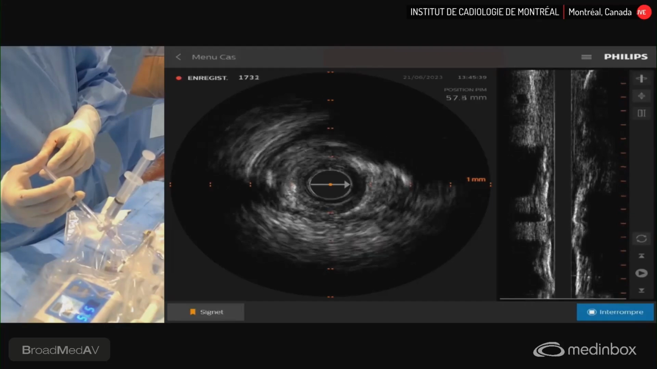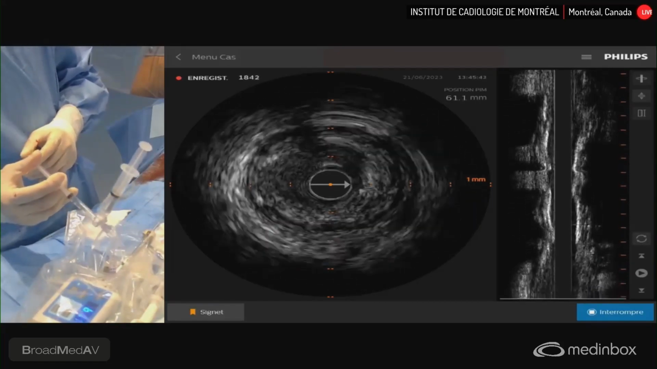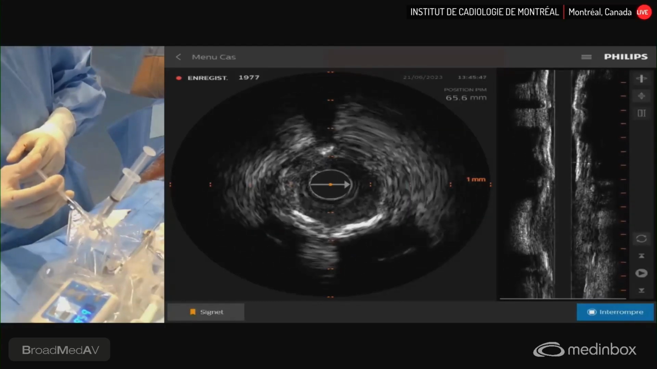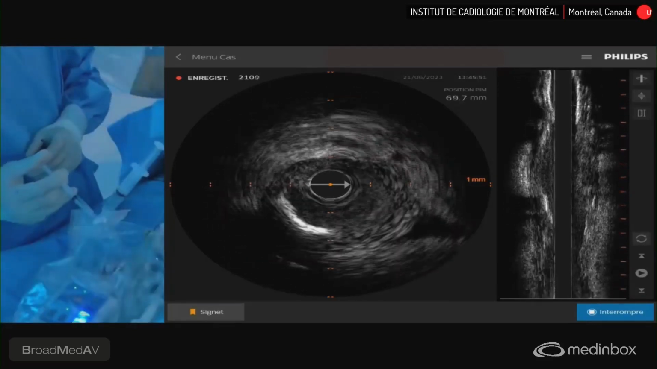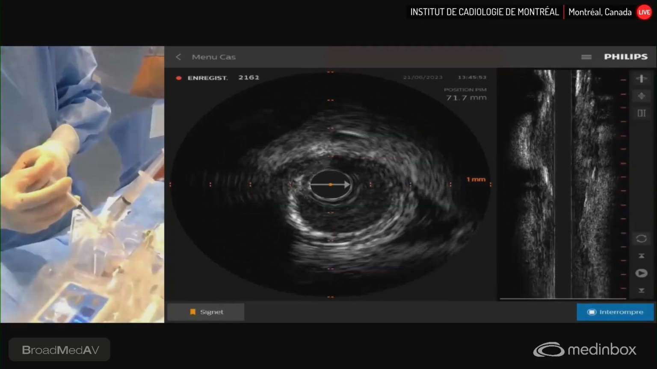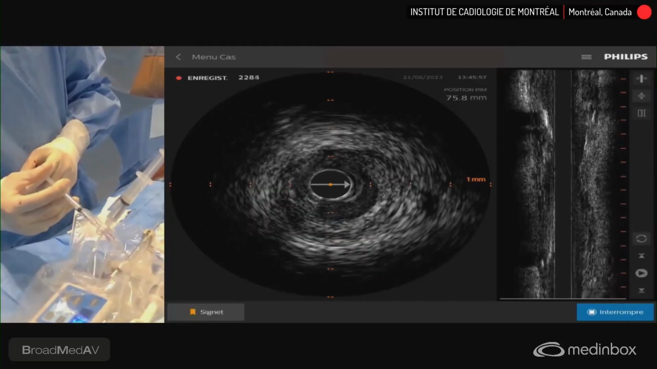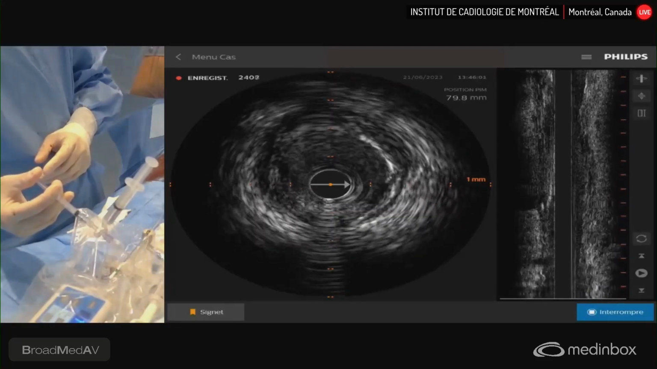Here's a bit more calcium we can reassess. It doesn't seem to be that large of a vessel. Of course, we could eventually give a little bit of nitro if the pressure will allow it, now that we have reopened and gained some antegrade flow.